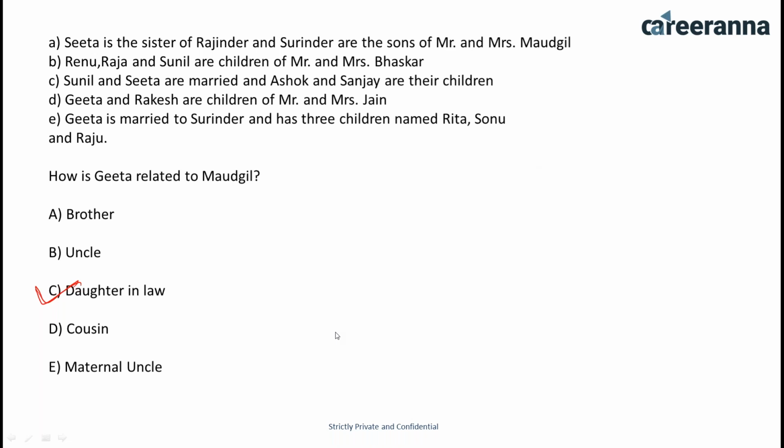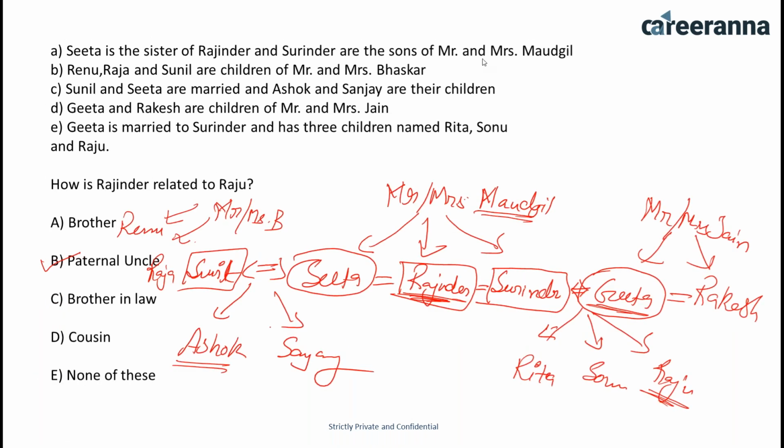Okay, one student asked me about Mr. and Mrs. Bhaskar. Renu, Raja, and Sunil are the children of Mr. and Mrs. Bhaskar. If you see, Sunil is here and Sunil is also here. Sunil is married to Sita. So you can say that Sunil has 2 other siblings, that is Renu and Raja. That's why they are the children of Mr. and Mrs. Bhaskar.